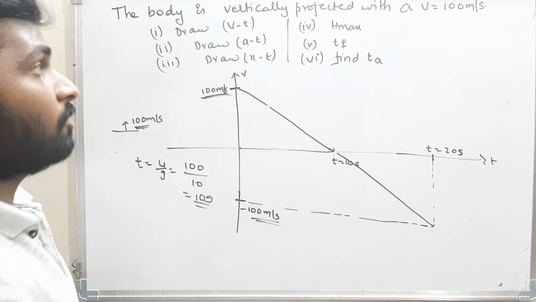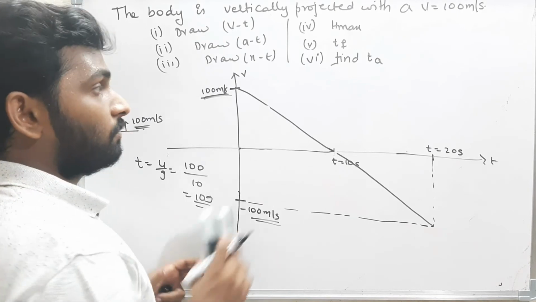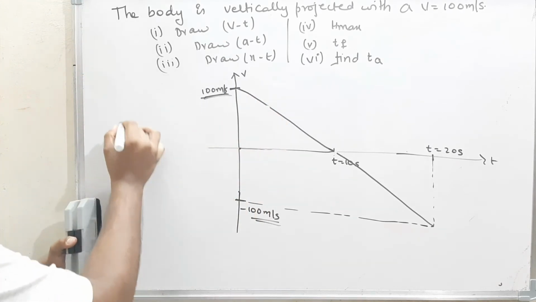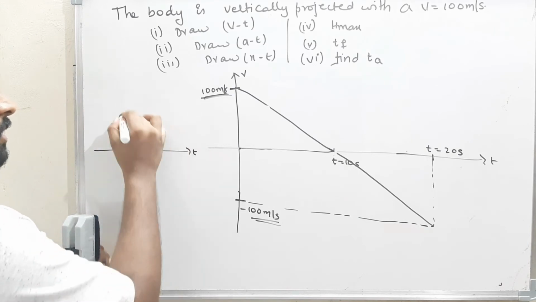Okay. Now next one they told to find the acceleration time graph. Now what is acceleration time graph? Now see here. They told to find the acceleration time graph. This is T and this is A.